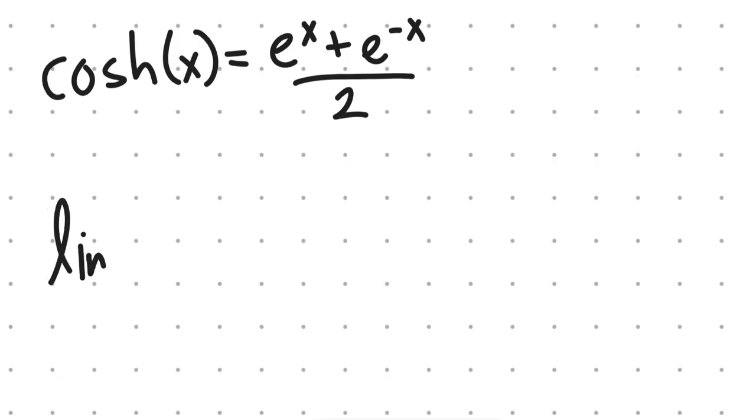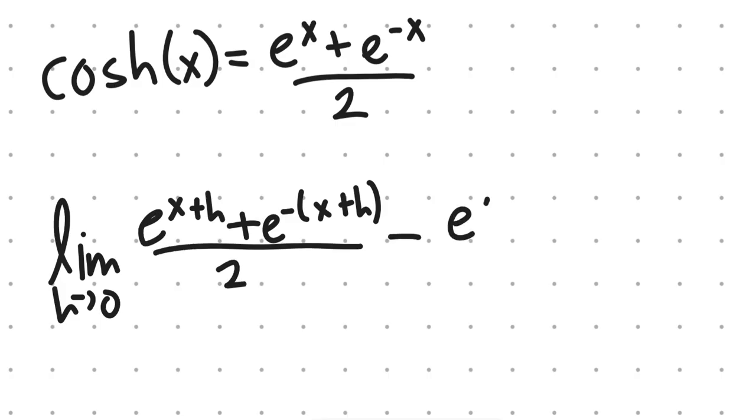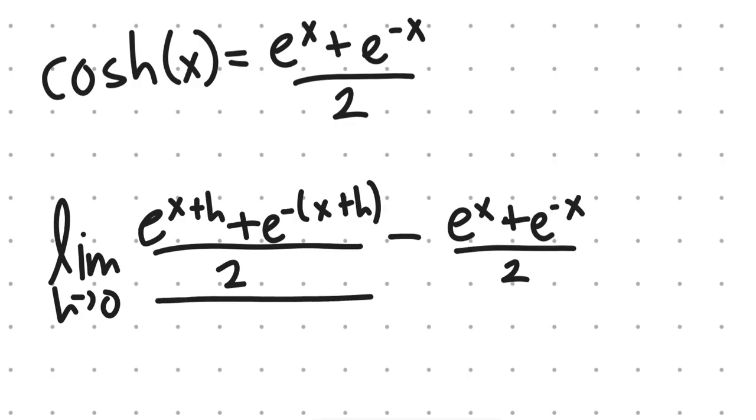So we will have the limit as h approaches 0, with x plus h as an input. So we will have e to the x plus h plus e to the negative parentheses x plus h, all over 2. And then minus e to the x plus e to the negative x over 2. And the whole thing over h.